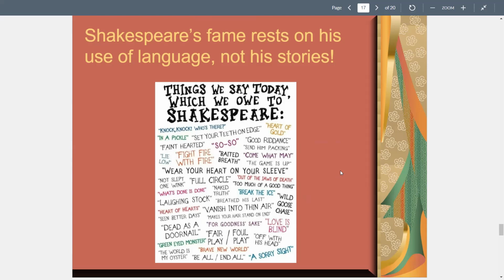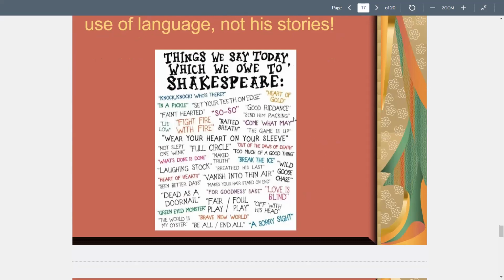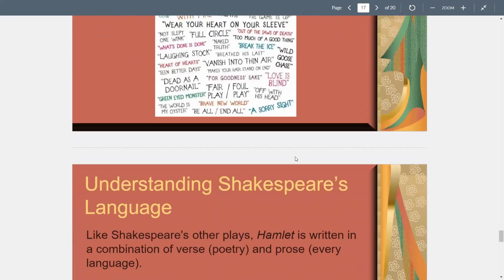He created over 800 words and phrases. Things like good riddance, come what may, the game is up, wear your heart on your sleeve, out of the jaws of death, too much of a good thing, break the ice, a wild goose chase, love is blind. These are all phrases and words that we have been able to attribute to Shakespeare's plays.